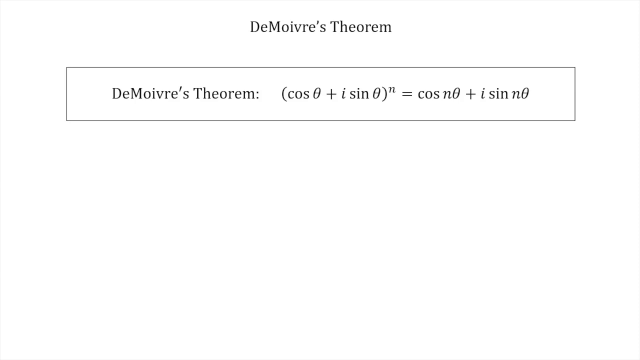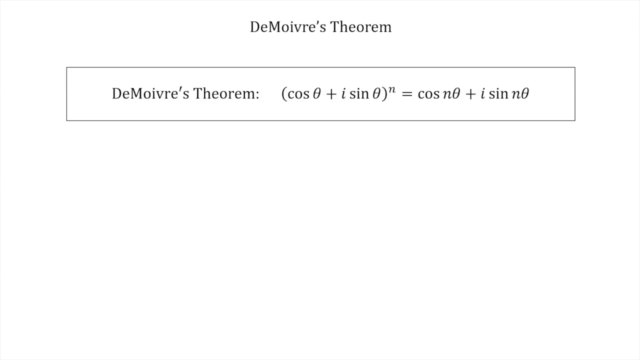In this video, we're going to look at DeMoivre's theorem. DeMoivre's theorem is stated here at the top of the screen, and it tells us something about a complex number in the form cos theta plus i sine theta. Specifically, it tells us that (cos theta plus i sine theta) to the power n is equal to cos n theta plus i sine n theta.